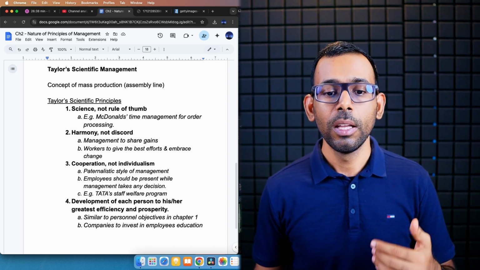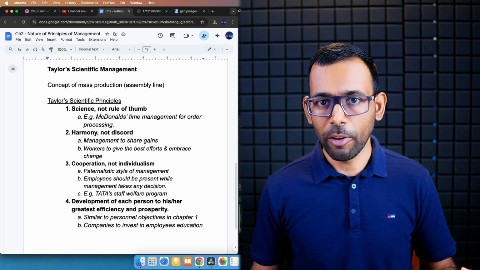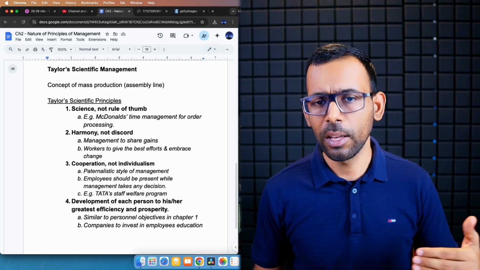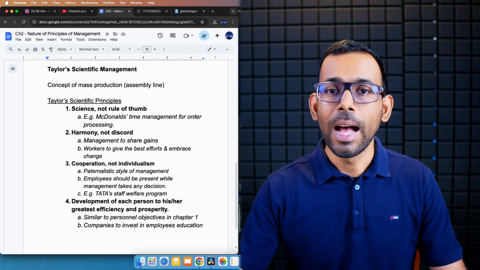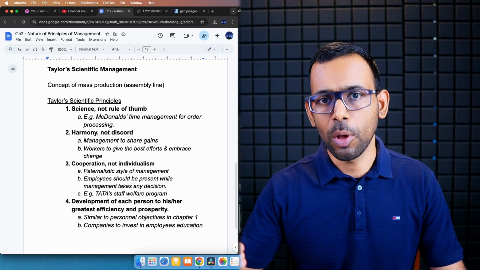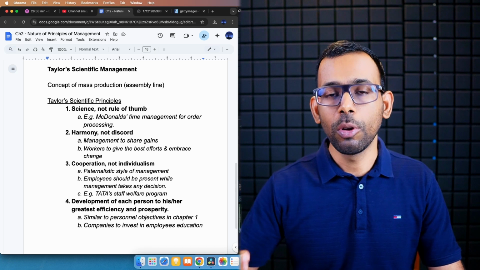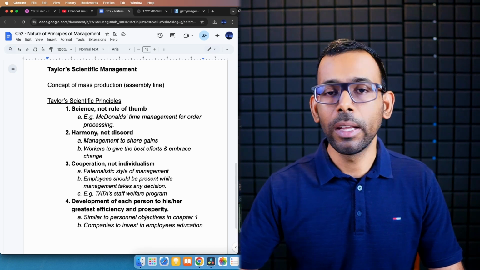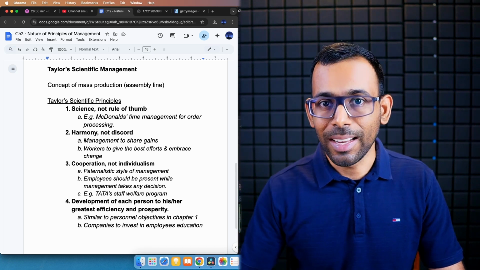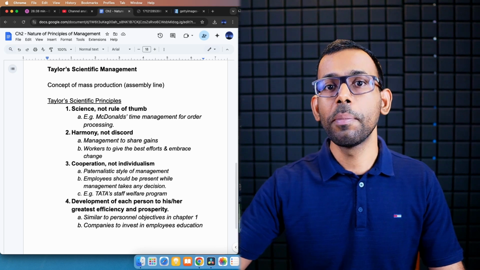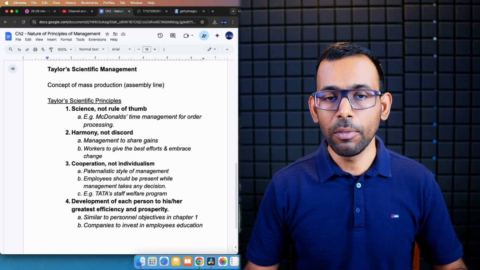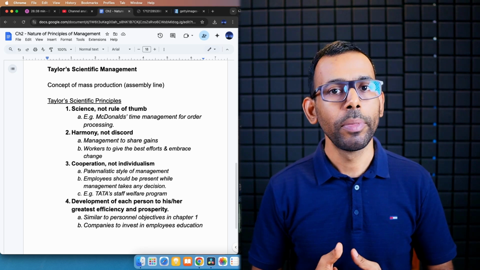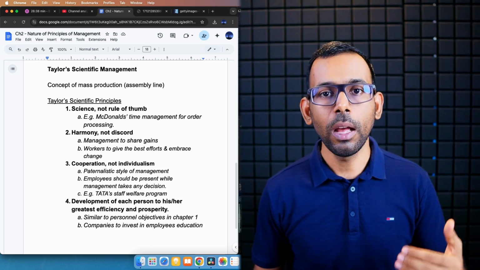He said that if management makes good profits, management should share that profit generously with the workers so that they feel well remunerated. At the same time, workers should also come to the factory on time, should not waste their time idling and chit-chatting, and not take unnecessary leave, and try to give their best output every day for the pay that they receive. That way, both management and workers can gain. So that is harmony and not discord.